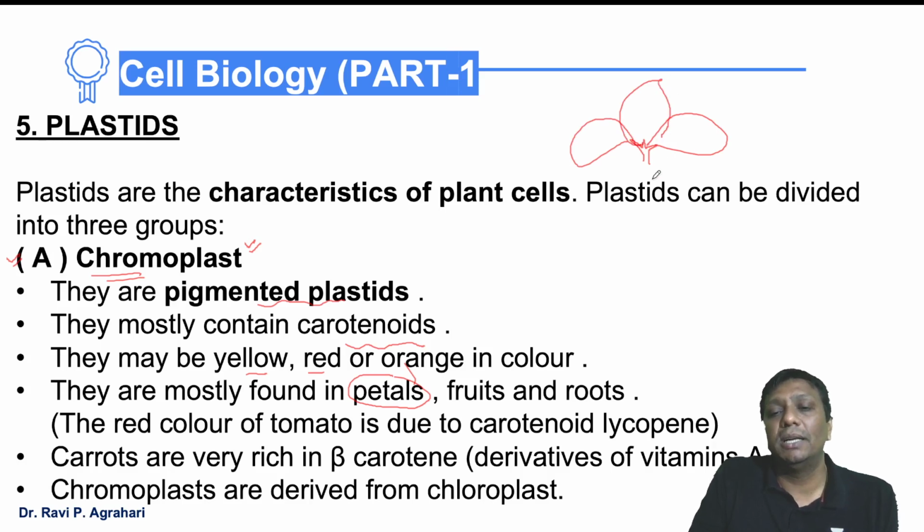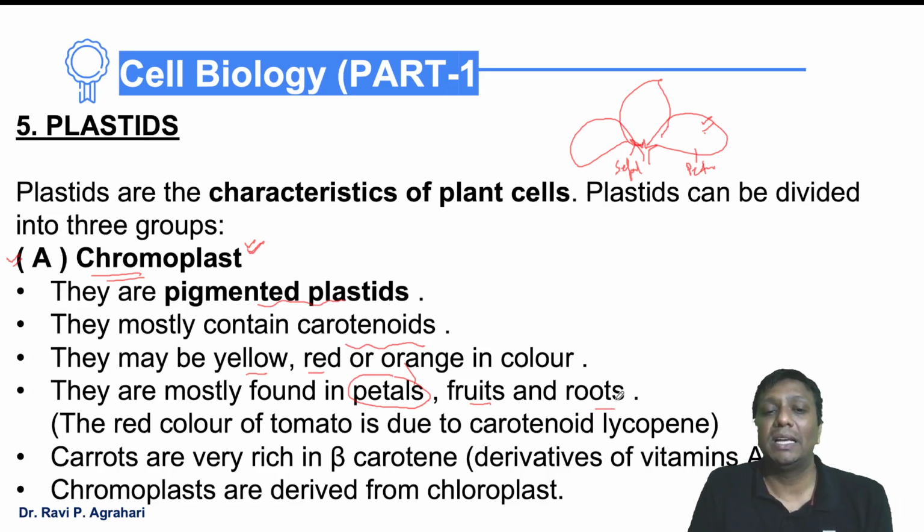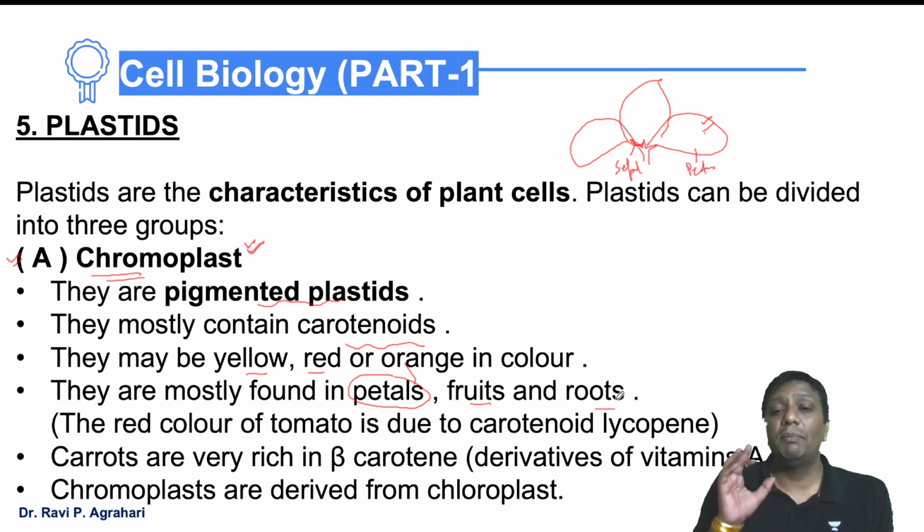This is the hibiscus plant. So this is the sepal, guys. This is the sepal, and this is the petal. Actually, the color of the petal is mostly because of chromoplast. Even the petals, a part of the fruit and the roots, all the colors are formed because the chromoplast is there.